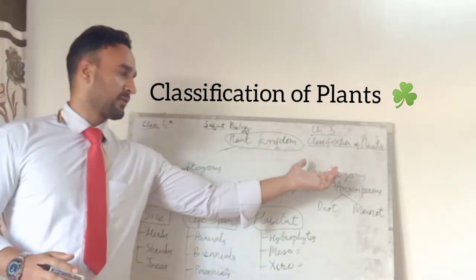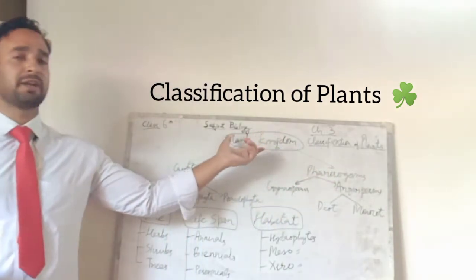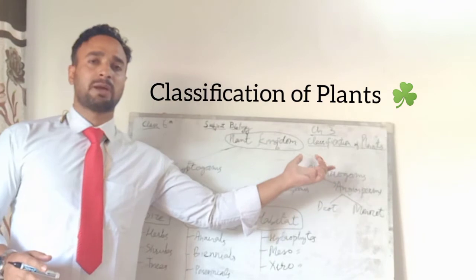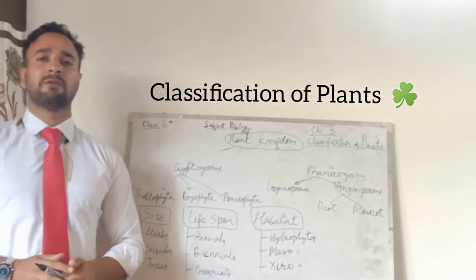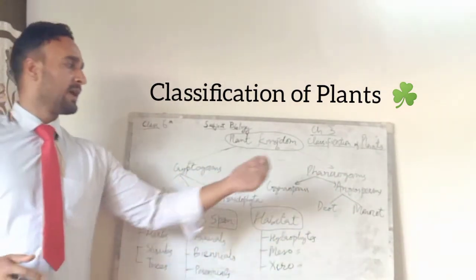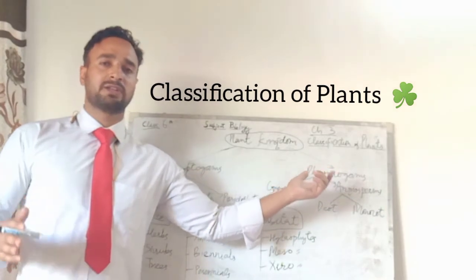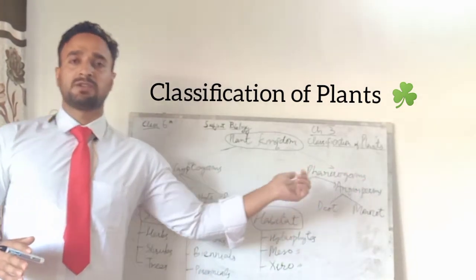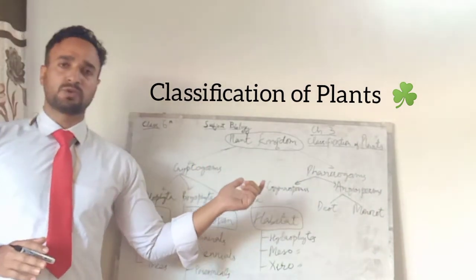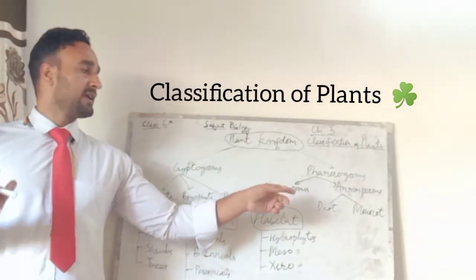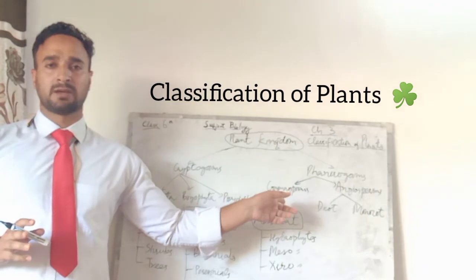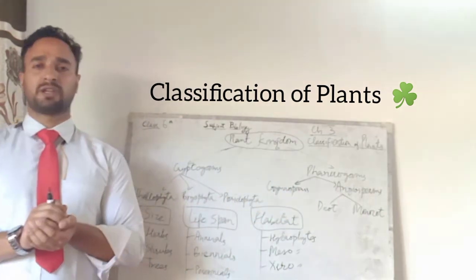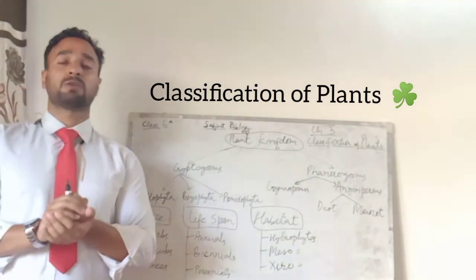Now, phanerogams. I told you the plant kingdom has two broad categories, the cryptogams and the phanerogams. Phanerogams are the ones which bear seeds and flowers. These phanerogams are further divided into two categories, that is gymnosperms and the angiosperms. Gymnosperms do produce flowers, they do produce seeds, but here the seeds are naked. It means in case of the gymnosperms, the seed is not enclosed in a fruit.